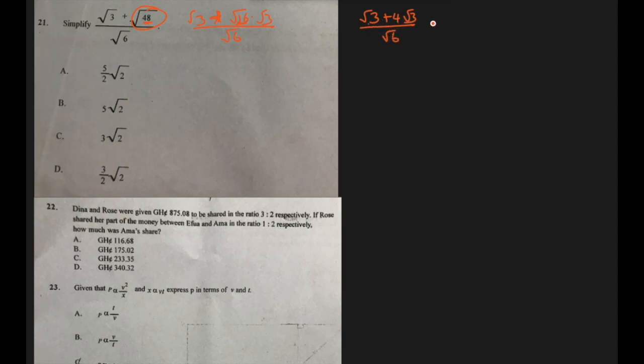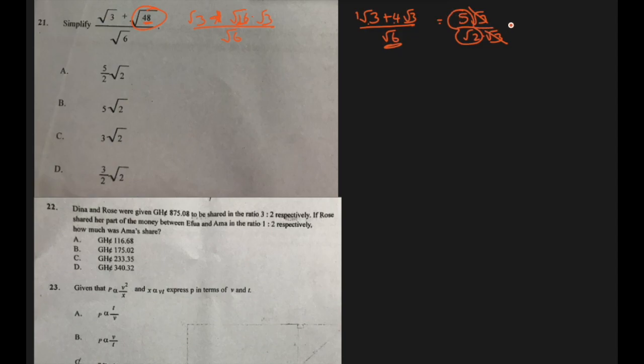Let's take square root 3 common, or rather we will add them. This is 1 square root 3, this is 4 square root 3, becomes 5 square root 3, and let's break this also. Square root 2 times square root 3. The purpose is they cancel out. We are left with 5 over square root 2. Is it matching? Not matching. That means we have to do something.